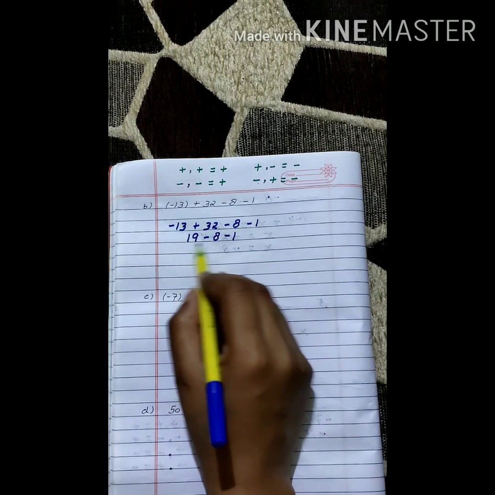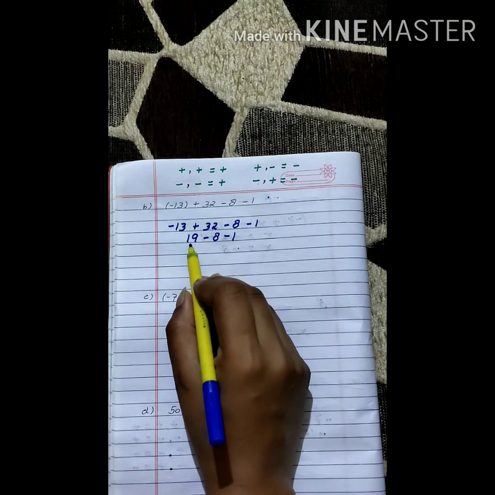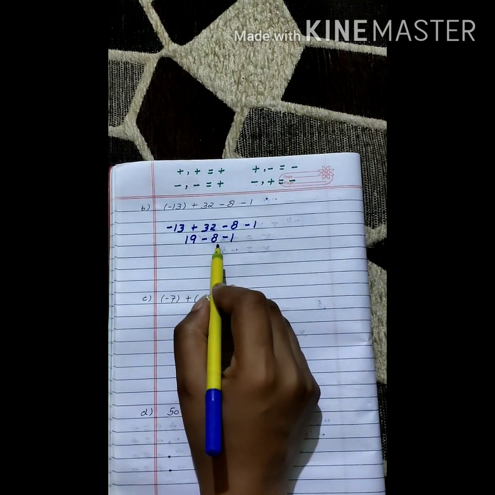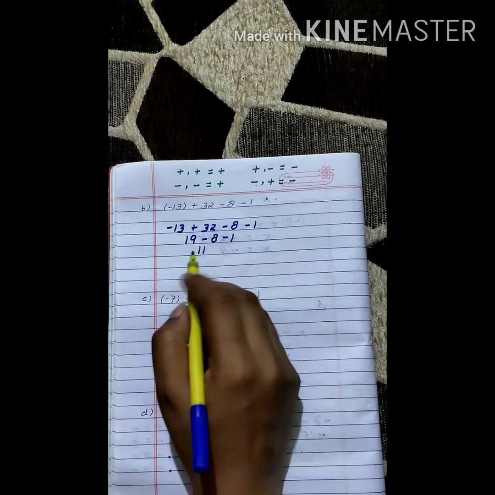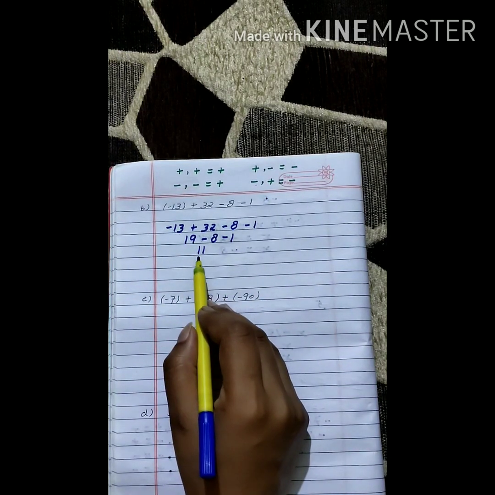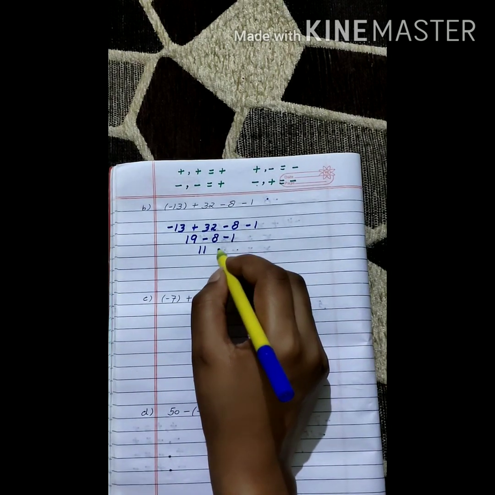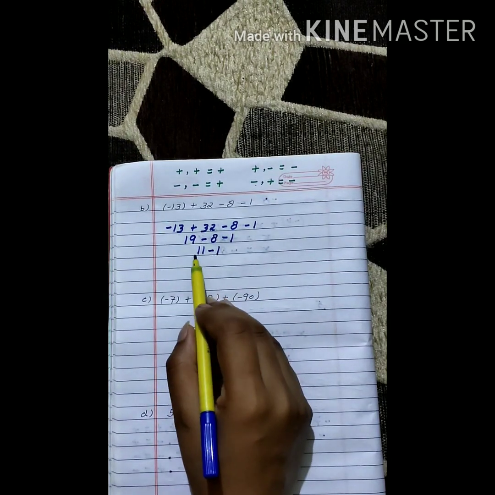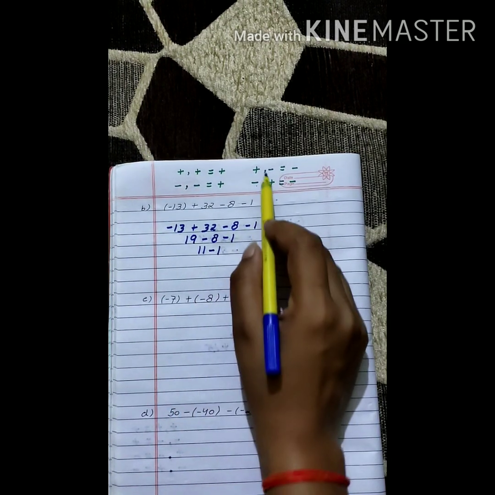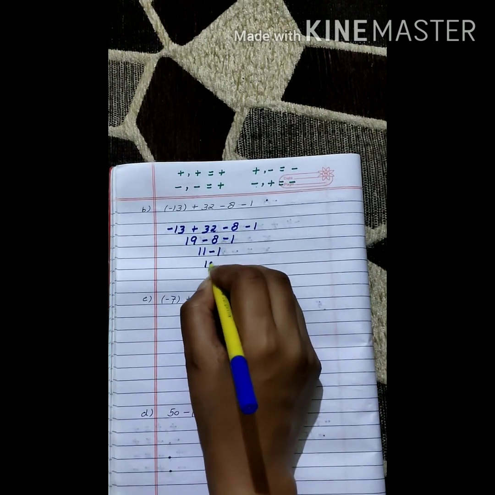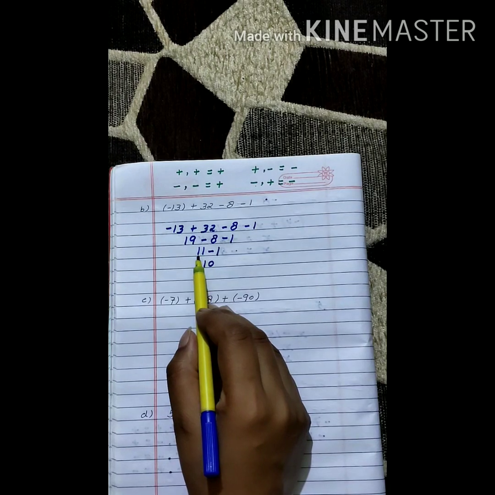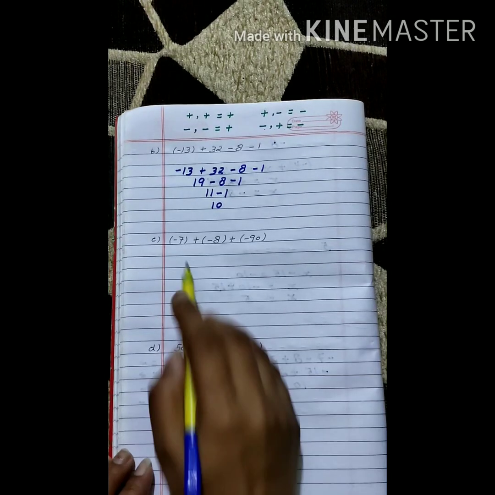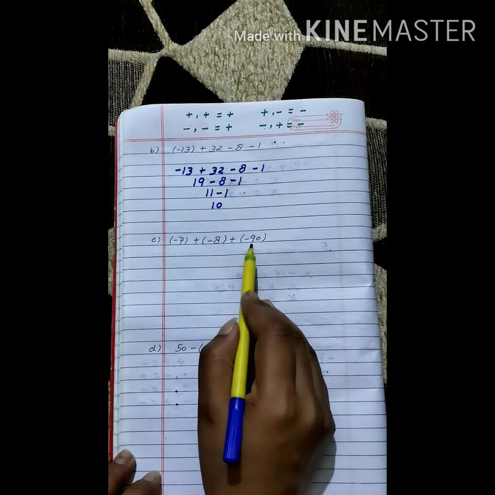Now we will solve the first 2 terms in the second step. Here it is a positive integer and it is negative, and we know that plus minus is minus. So 19 minus 8 is equal to 11. Here 19 is the greater integer and it is positive, so 11 is also positive. And now in the next step we will write 11 minus 1. Now 11 minus 1, it is a positive and a negative integer, so plus minus is minus, and 11 minus 1 is equal to 10. 11 is the greater integer and it is positive, so 10 is also positive, and it is our answer.